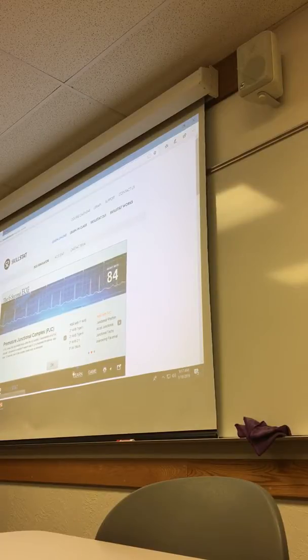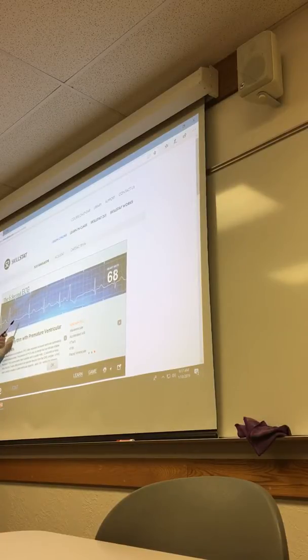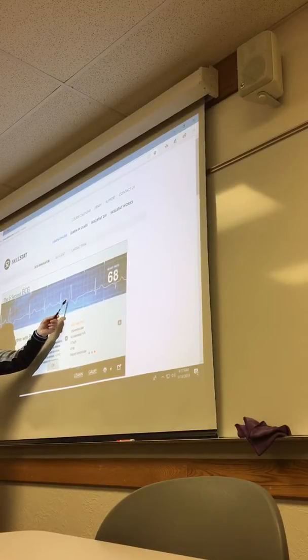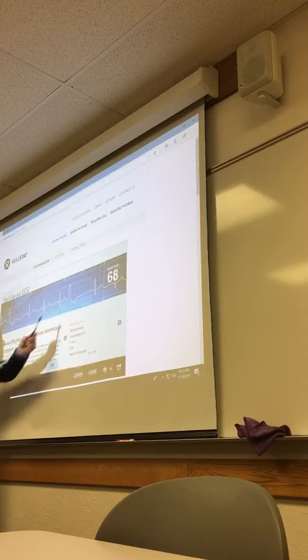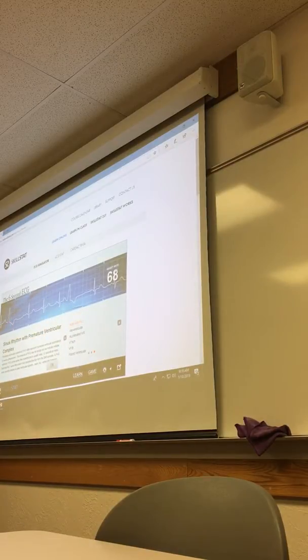So let's look at a PVC. You can have a premature atrial, premature junctional, or premature ventricular. Okay, ready? It's coming before, there's no P wave, and this is massive, right? P wave QRS, P wave QRS, P wave QRS, T wave, no P wave, but this is really super wide. You can't mistake that QRS. And that's the premature ventricular contraction.